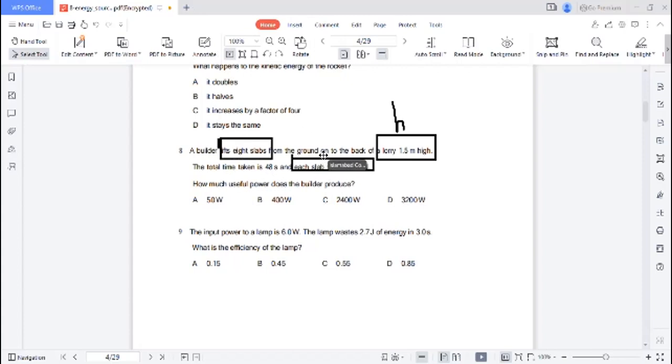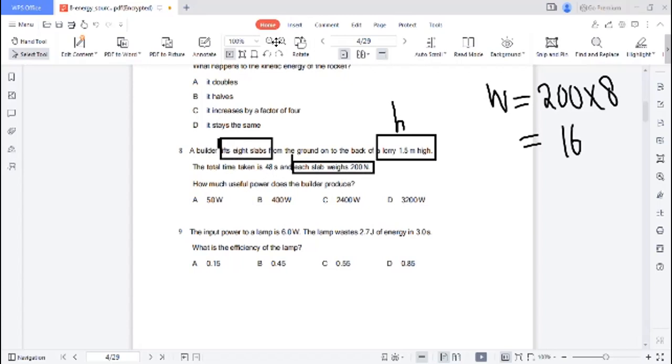So the weight of each slab is 200 newtons, which means the total weight is 200 times 8. So the total weight is 1600 newtons, and the height is 1.5 meters.